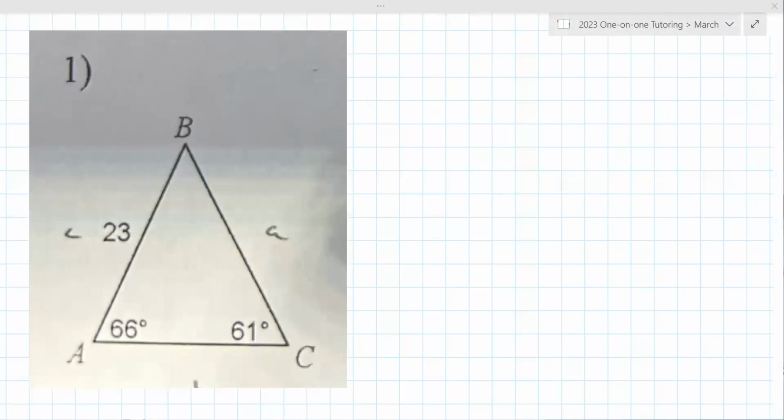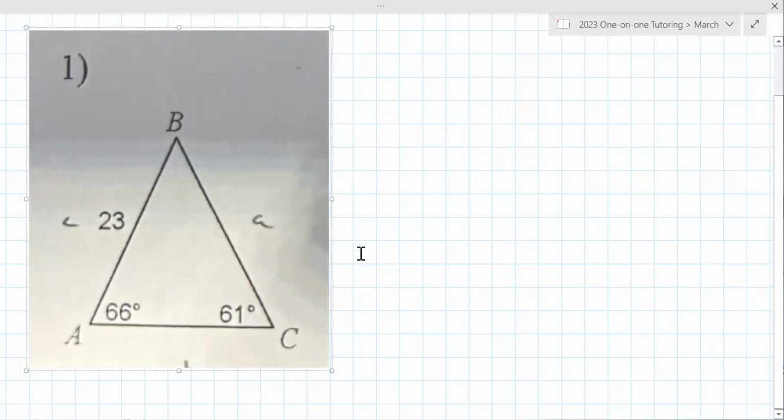So here's number one. Let's let that load up here. Have you done both law of sines and cosines, or just one or the other? Both of them.